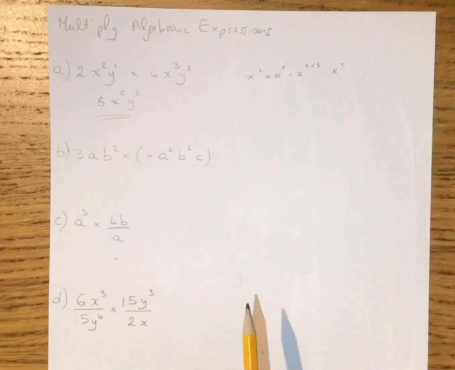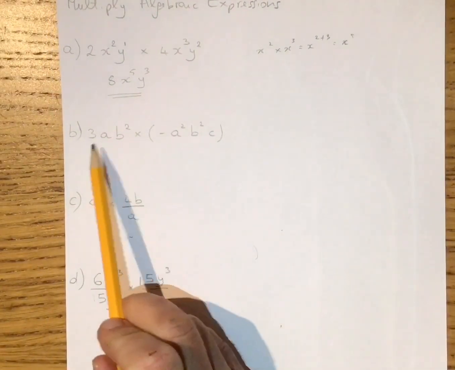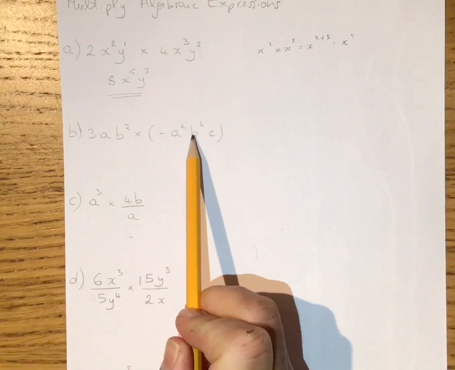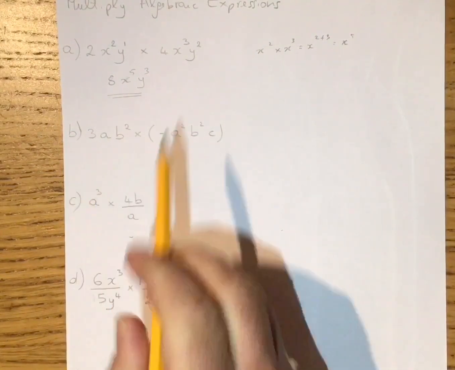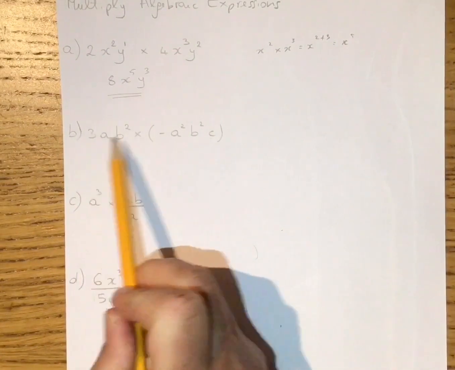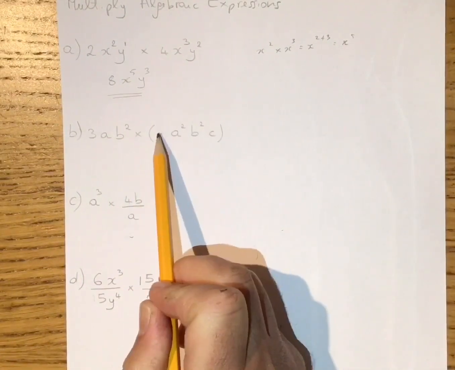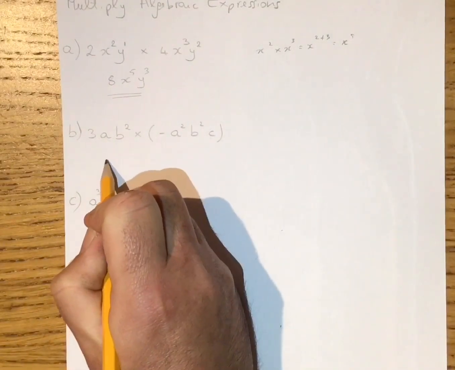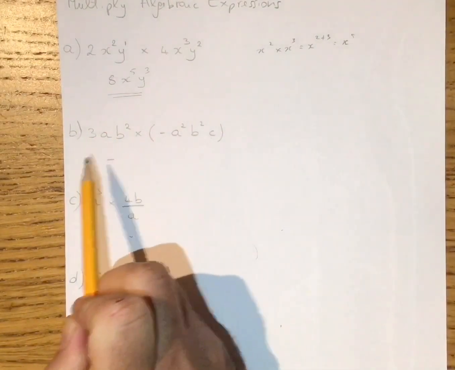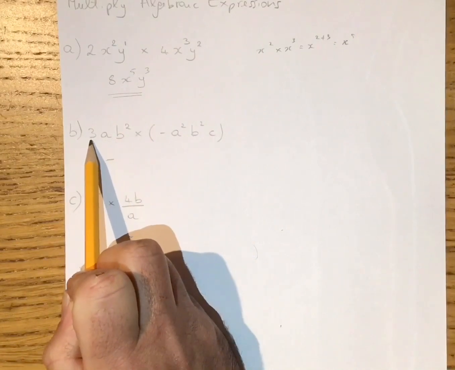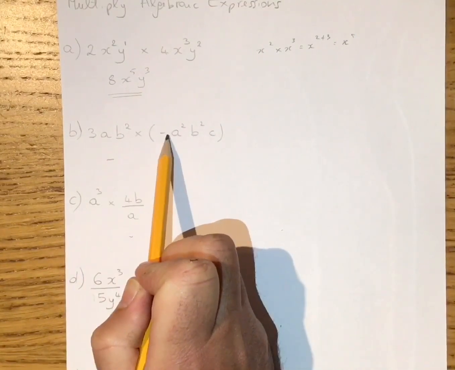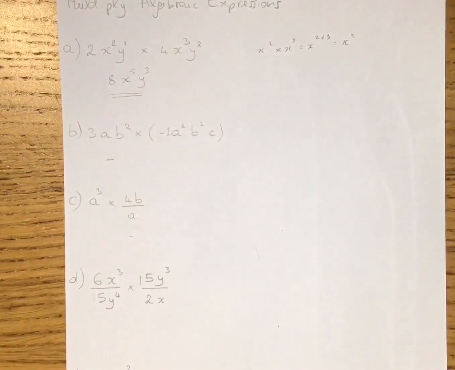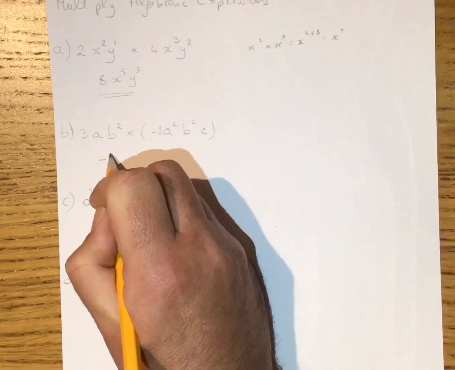Second example, we have 3ab squared times bracket minus a squared b squared c. So we have a positive term times a negative term. We know that when we times a positive by a negative, the answer is negative. Numbers with numbers. The number here is a 3. Here there is no number. We know that when there is no number, that's the same as a 1. So 3 times 1 is 3.